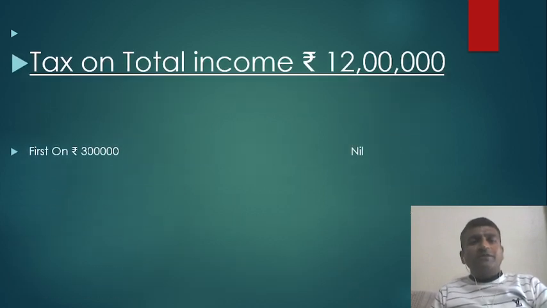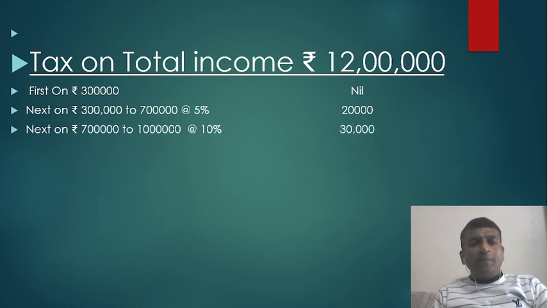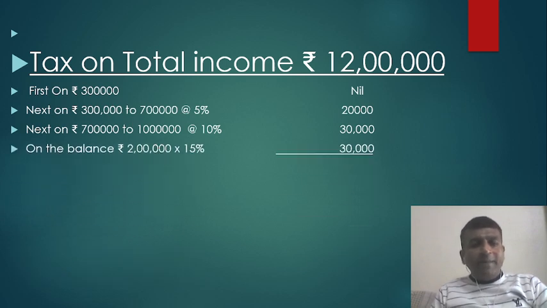Suppose you are going to adopt the new tax regime for the same taxable income of rupees 12 lakh. Let us calculate first the tax liability. On first rupees 3 lakh it will be nil. On the next rupees 3 lakh to 7 lakh at the rate of 5% it will be 20,000. On the next rupees 7 lakh to 10 lakh it will be 10%, which is 30,000. On the remaining balance of rupees 2 lakh at the rate of 15% it will be 30,000. The total will be 80,000.